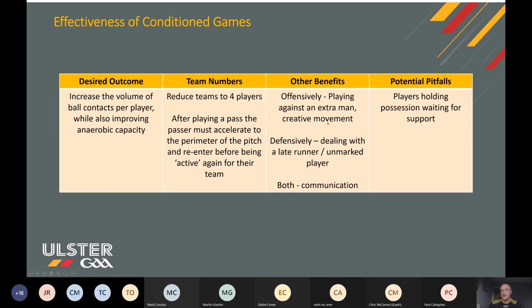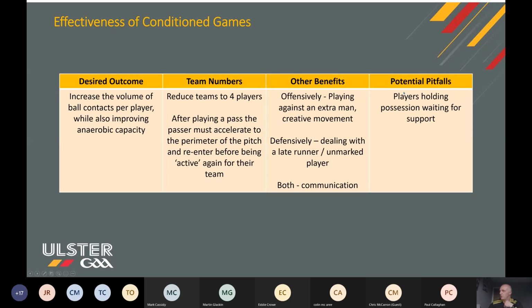Playing against an extra man, thinking of the creative movement, so thinking of a player as they come back into the grid, how can they change the angle of their run? Where can they go that's of most benefit to their own team? Do they have to go straight in to support the ball, or can they go somewhere else which is going to drag somebody out of position? And defensively, for the team not in possession, getting used to dealing with a late runner or someone coming unmarked that they haven't actually picked up or haven't seen. So trying to get that communication, and for both teams, communication in that game is vital.